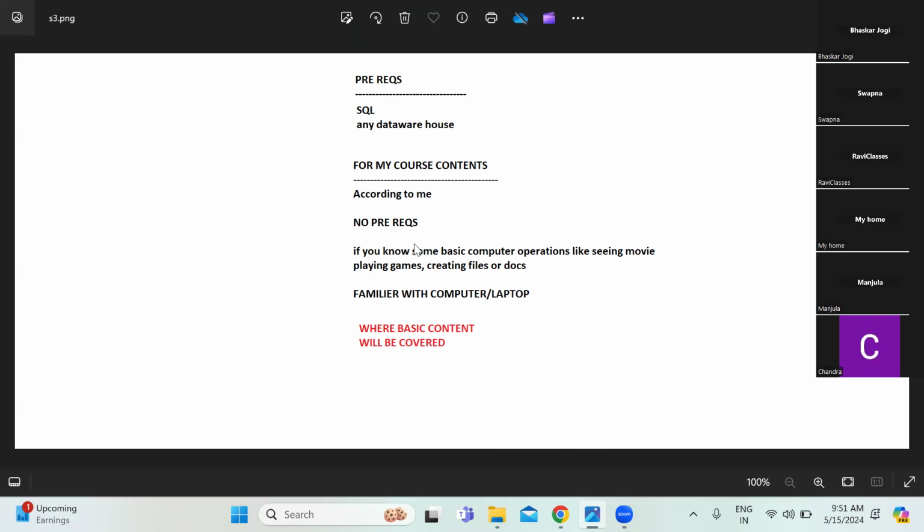Why? Because these are all alternate tools for Hadoop, actually. I'm not saying that you don't need it, but if you have it, that will be one of the best things. It will be helpful to understand new learnings like the Snowflake classes better. But if you don't know it, also no problem. From scratch itself, I will try to teach you.